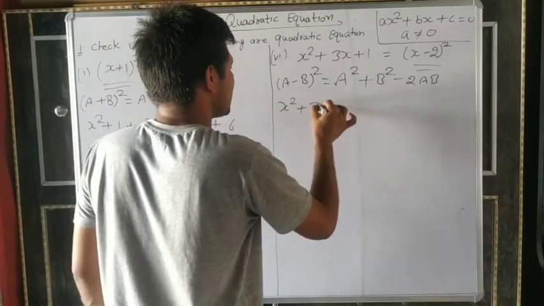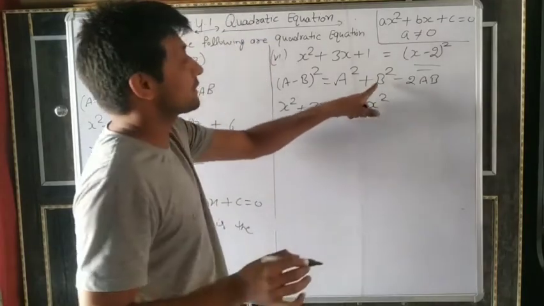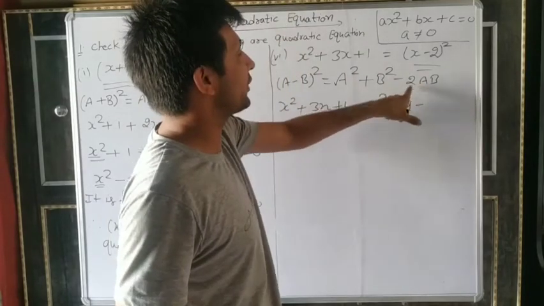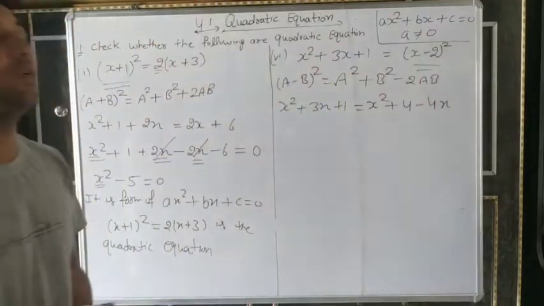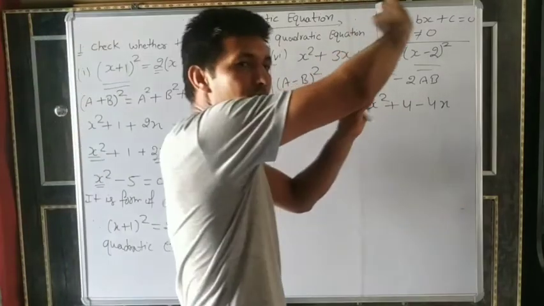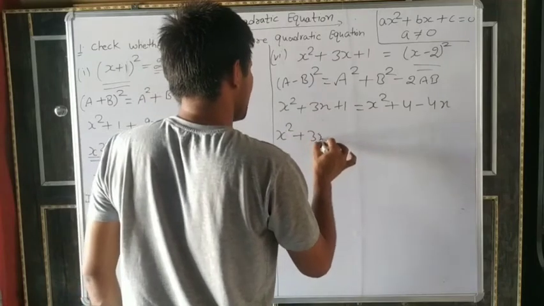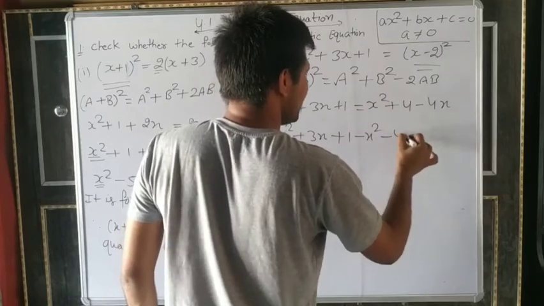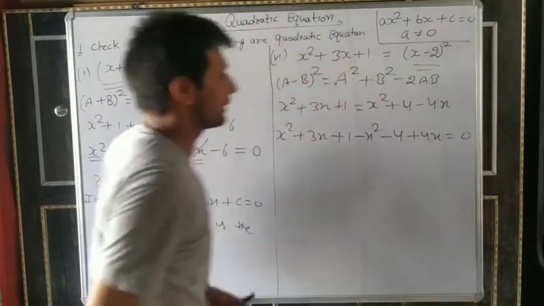x square plus 3x plus 1. So first number square x square, plus second number, second is 2, so plus 4, minus 2 into a, 2 into a, 2x into 2, 4x. Now we want to check for quadratic equation, so we will bring all the terms to one side. We will write x square plus 3x plus 1, x square on the other side negative, 4 on the other side negative, minus 4 on the other side positive, and the right hand side becomes 0.